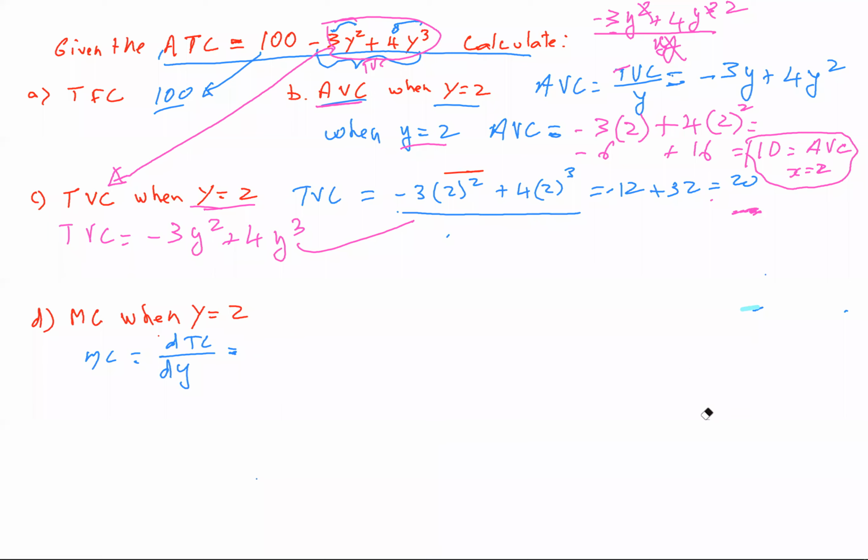Of course, there's nothing here. So marginal cost equals minus 6y plus 12y squared. So when y equals 2, then marginal cost equals minus 6 times 2 plus 12 times 2 squared. Okay, and we can compute that.